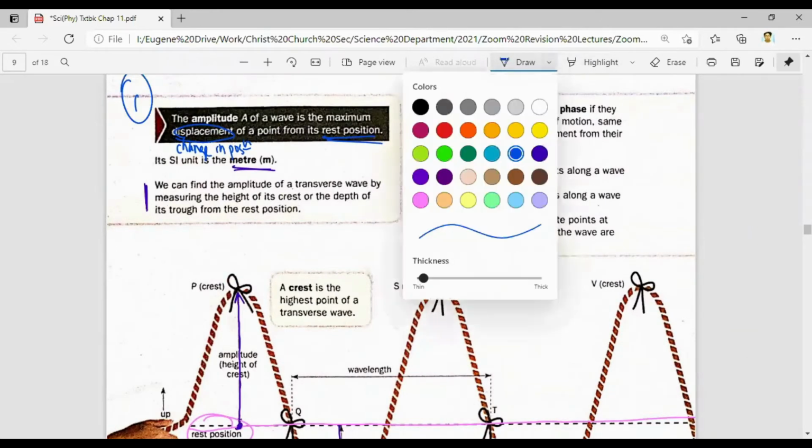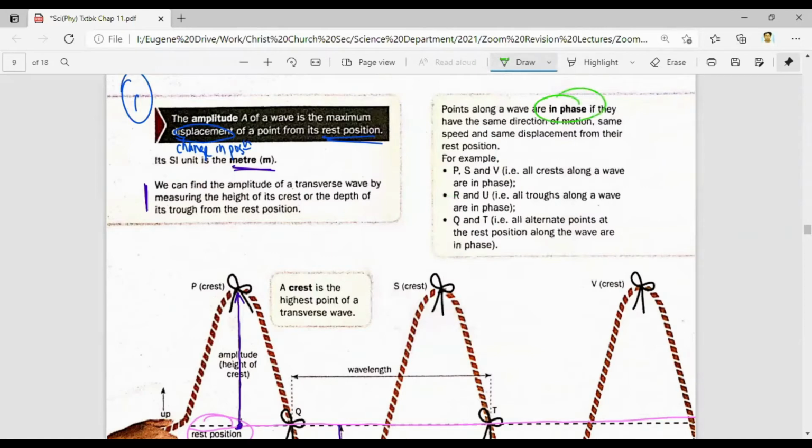Next, this is the concept of in phase. Okay, in phase. Now, what do they mean by the points are in phase? So they actually gave 3 examples of what they mean by points are in phase. Okay, but in definition, they are points that have the same direction of motion, same speed, same displacement from their rest position. Now, how do you know all this? Okay, it's not going to be easy. Therefore, the textbook actually gave you examples.